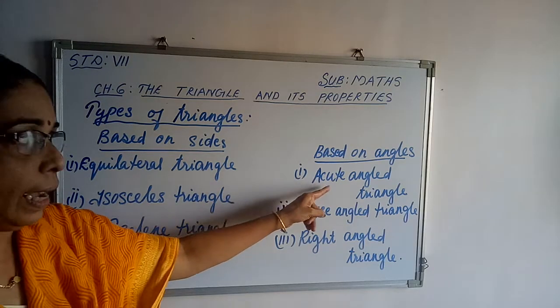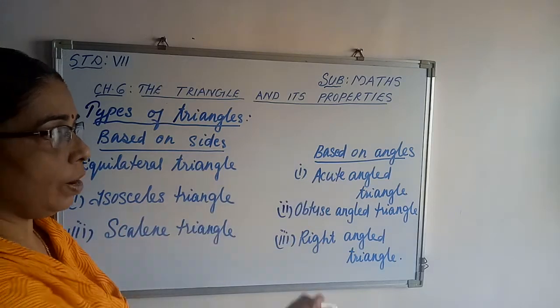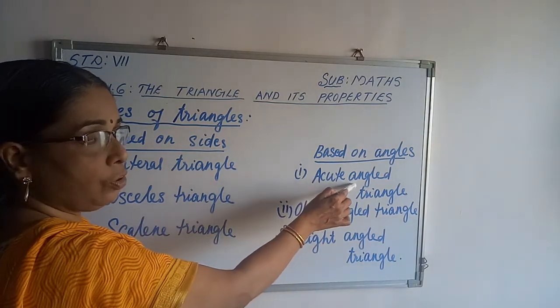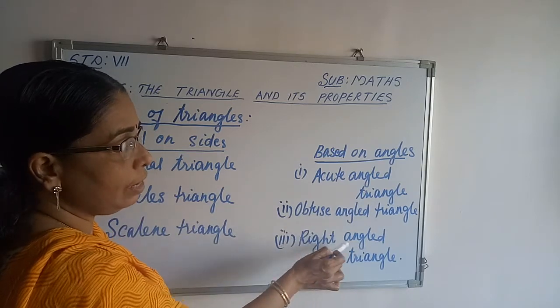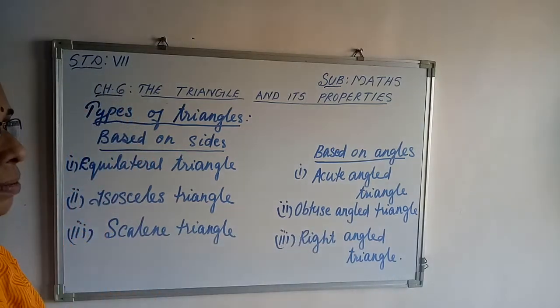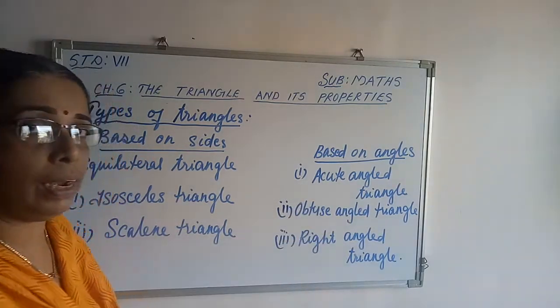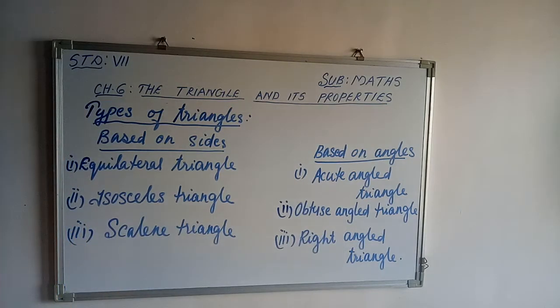And based on the angles, triangles are classified as acute angled triangle, obtuse angled triangle and right angled triangle. We can see what is an acute angled triangle. A triangle whose angles measure less than 90 degrees is called an acute angled triangle.